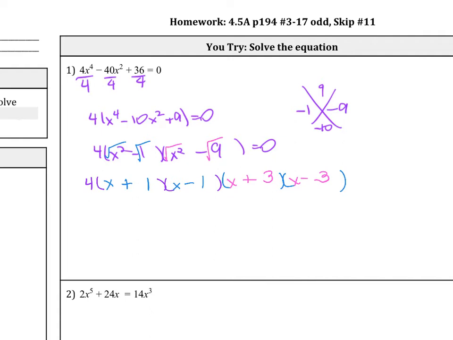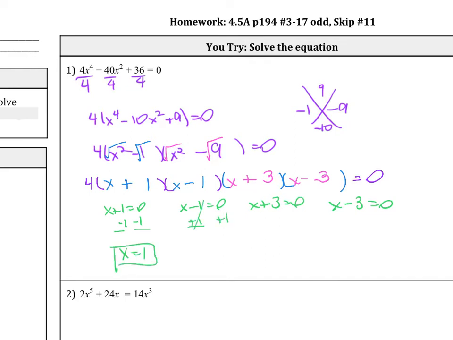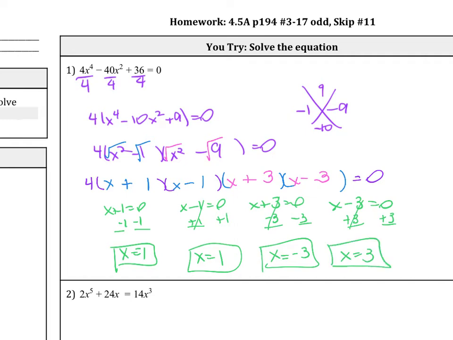So therefore, we have 4 solutions here using the zero product property. So x plus 1 equals 0, x minus 1 equals 0, x plus 3 equals 0, and x minus 3 equals 0. Then you solve for x. So x equals negative 1 here. X equals positive 1 here. X equals negative 3, and x equals 3. So we have 4 solutions.